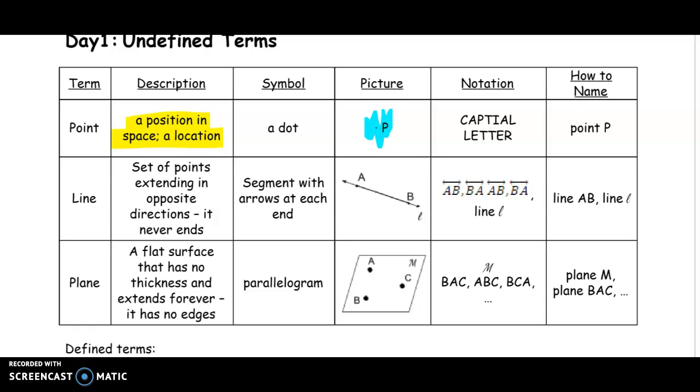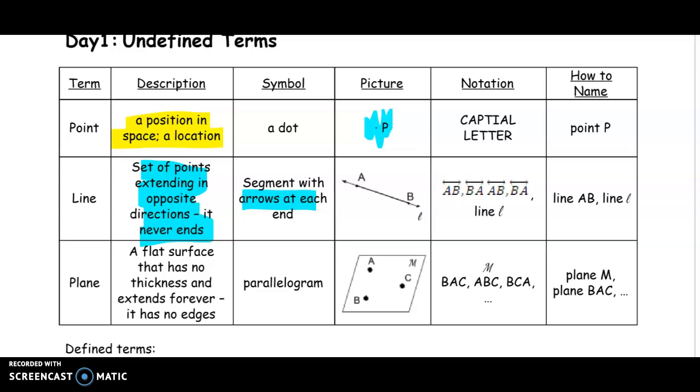The second thing that we need to define is a line. A line is just a set of points extending in opposite directions. The important thing to remember is that it never ends. So we distinguish a difference between a segment and a line because a line will have arrows at each end. It goes on in both directions forever without end.